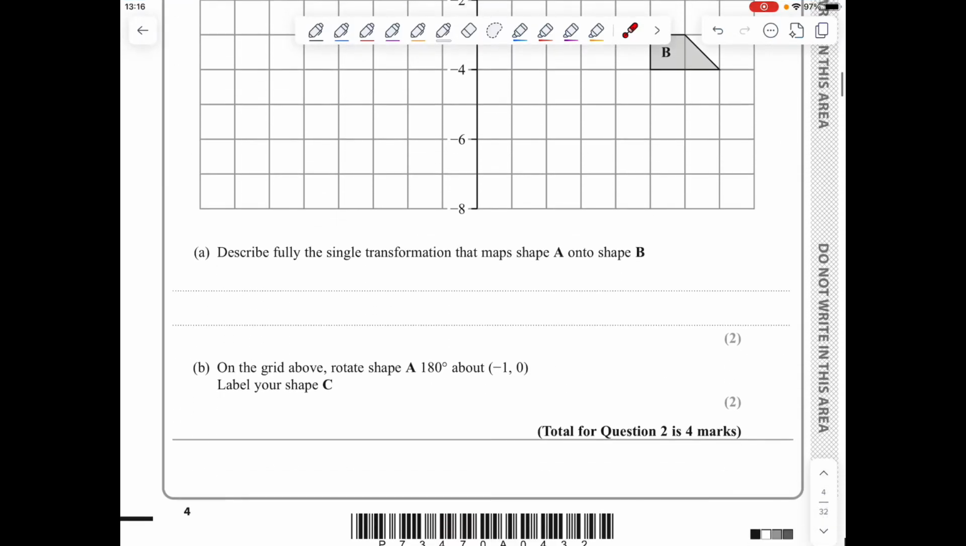So let's write this down. Note that I've written translation by vector (3, -5). You can write translation 3 units to the right, 5 down. You would still get the 2 marks.